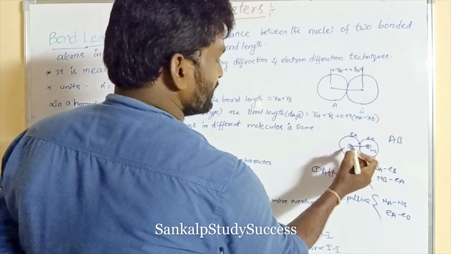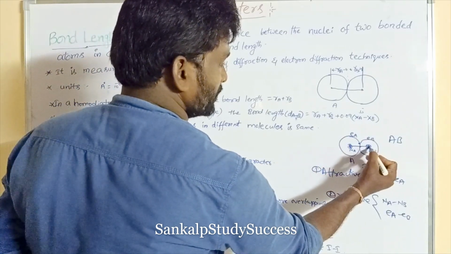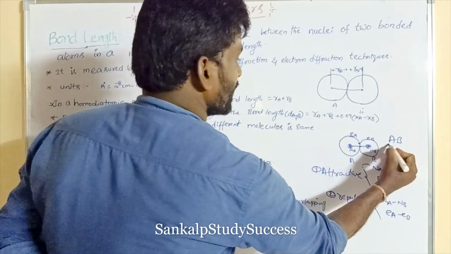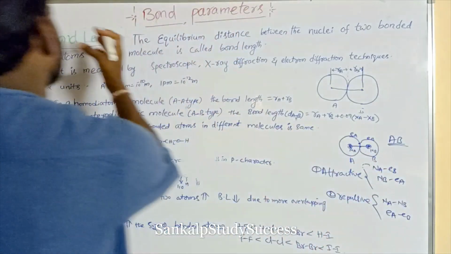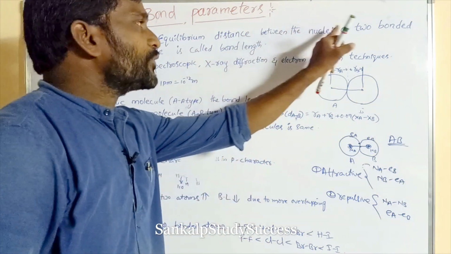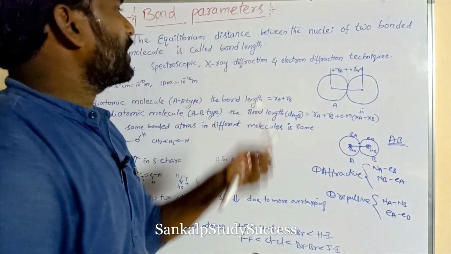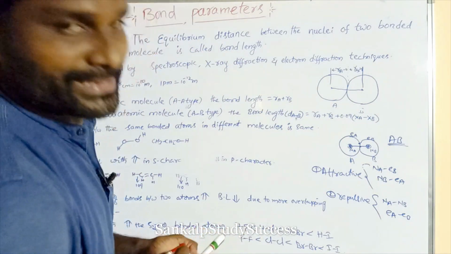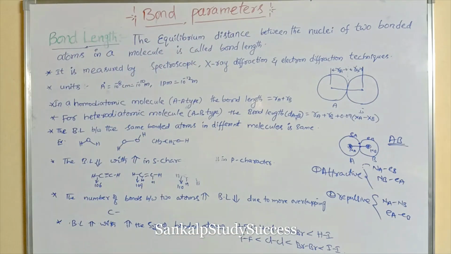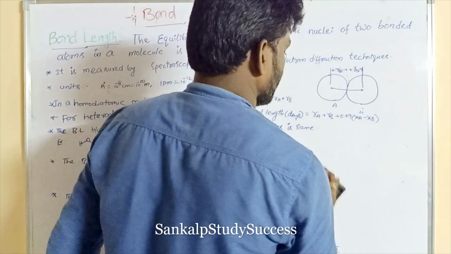So this is the distance between the nuclei of two bonded atoms. This is its nucleus, this is the other nucleus. This is the AB molecule, and that can be taken as bond length. So the equilibrium distance between the nuclei of two bonded atoms in a molecule is called bond length. This is the equilibrium distance.